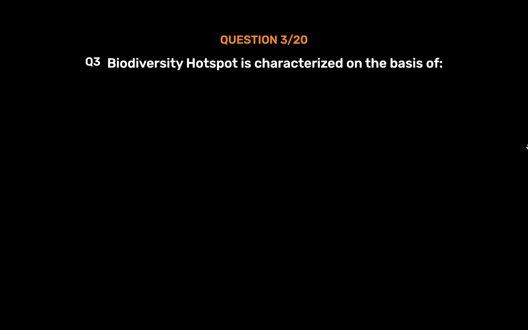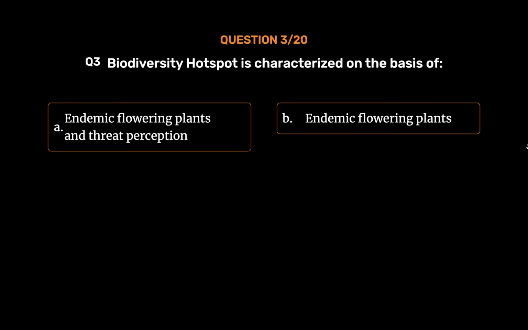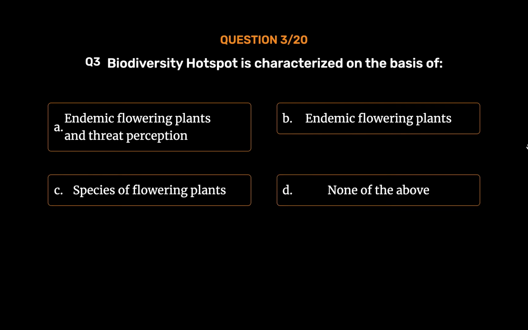Question number 3. Biodiversity hotspot is characterized on the basis of Option A. Endemic flowering plants and threat perception. Option B. Endemic flowering plants. Option C. Species of flowering plants. Option D. None of the above. The correct answer is Option A.